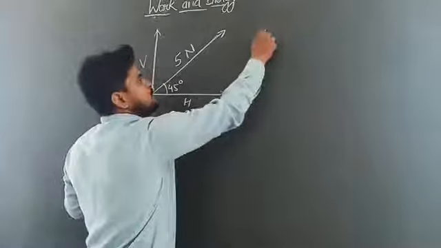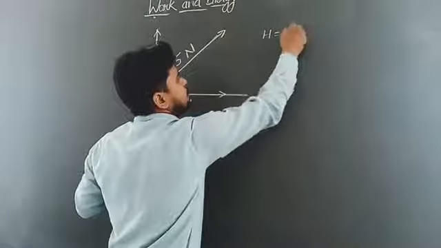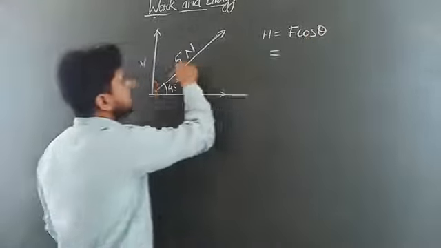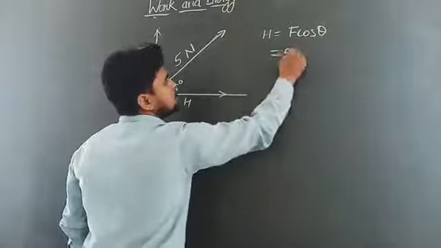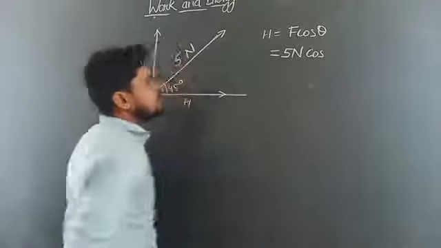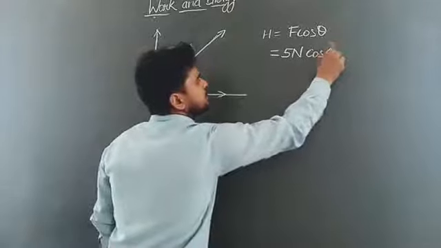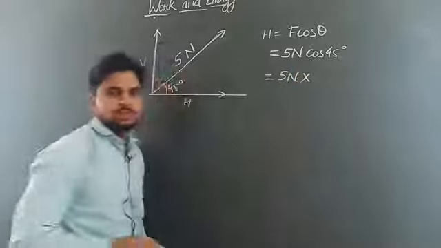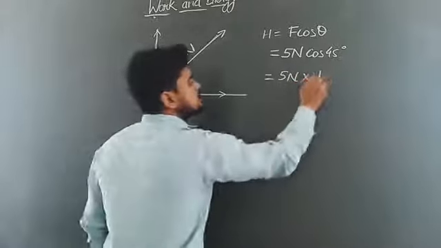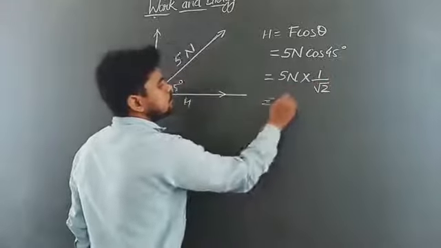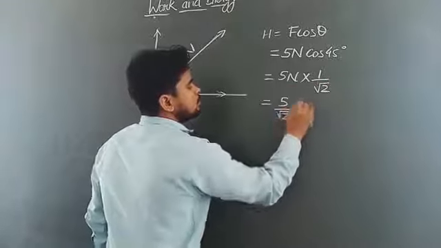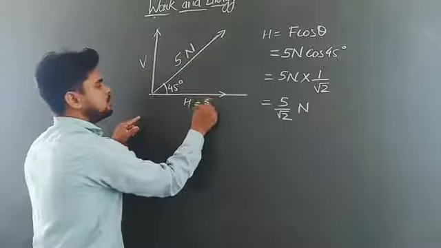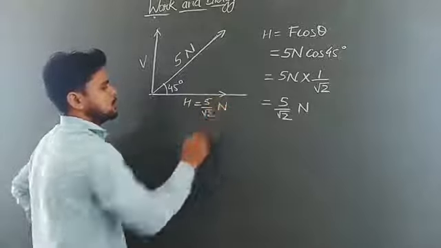You know H is equal to F cos theta. You have to use the formula. What is the value of F? Here we have given 5 Newton, cos and theta is 45 degree, so we can write here 45 degree. So it is equal to 5 Newton into cos 45. You know value of cos 45 is 1 upon root 2. So it is equal to 5 by root 2 Newton. So this is the horizontal component. It is equal to 5 by root 2 Newton.